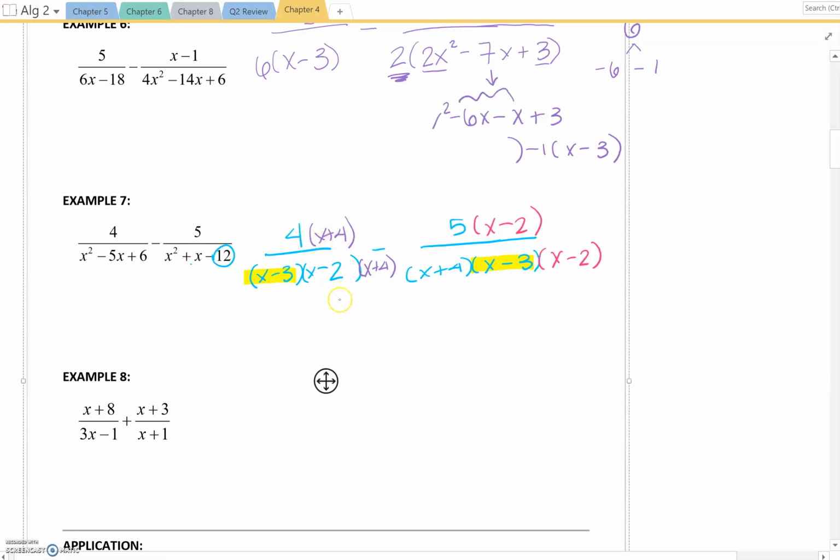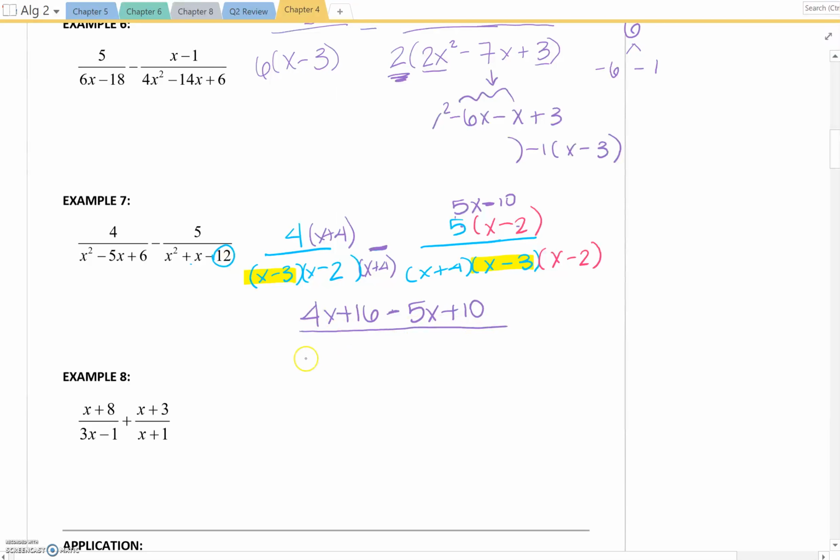So on the left-hand side, 4x plus 16. 5 times x, 5 times -2. You're subtracting the term, so you're subtracting 5x, and you're subtracting -10. Minus a negative becomes a positive. This is all over x minus 2 times x minus 3 times x plus 4. Clean this up a little bit here. 4x minus 5x is -x. 16 plus 10 is positive 26 over x minus 2, x minus 3, x plus 4.